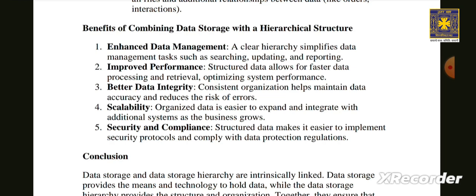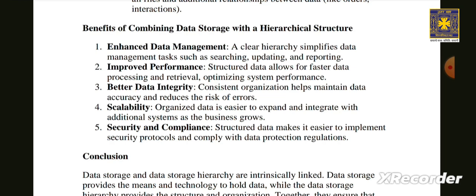Also, it can be beneficial in terms of scalability. That means organized data scales with your business. As you grow, adding more customers, products or operations becomes easier. Your hierarchical structure accommodates new data seamlessly, keeping everything manageable and accessible.